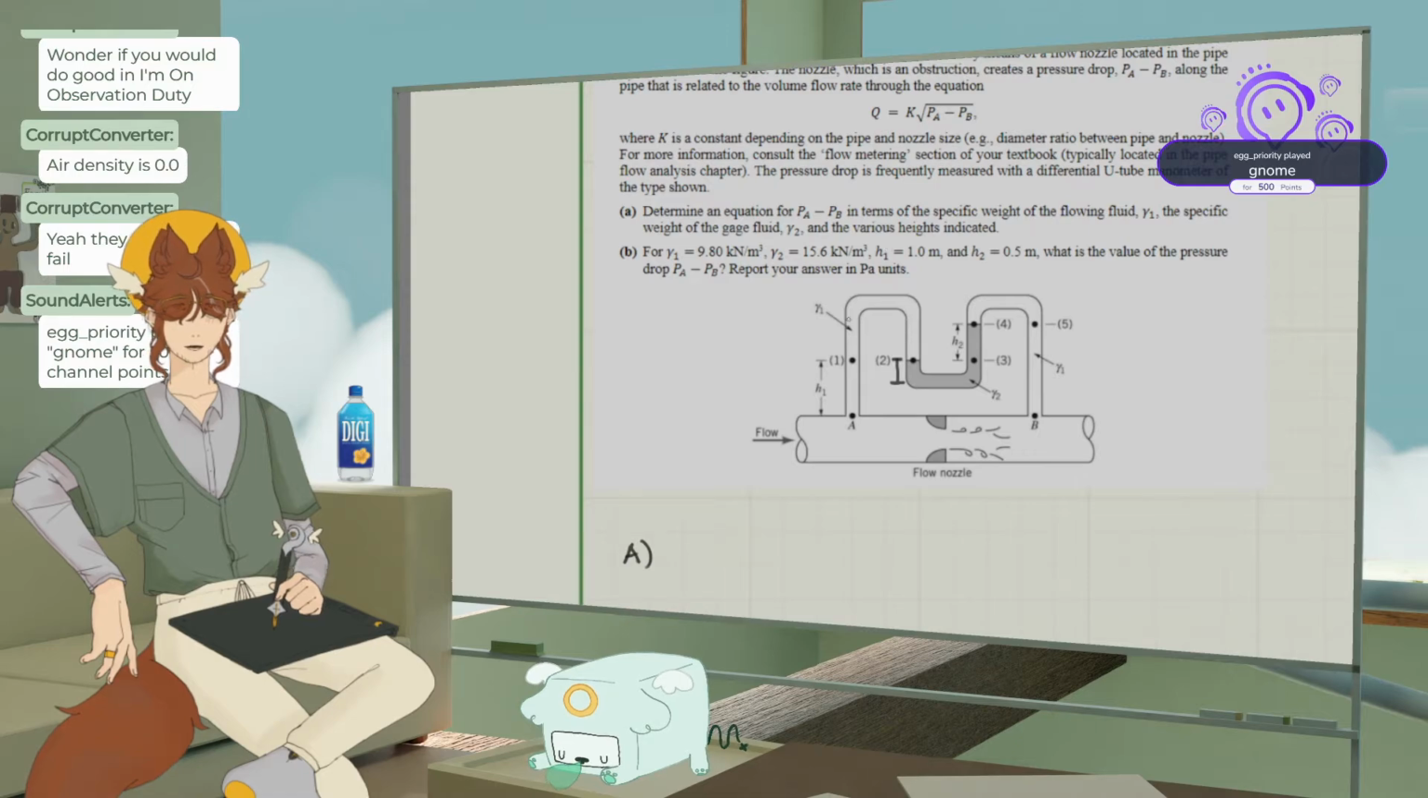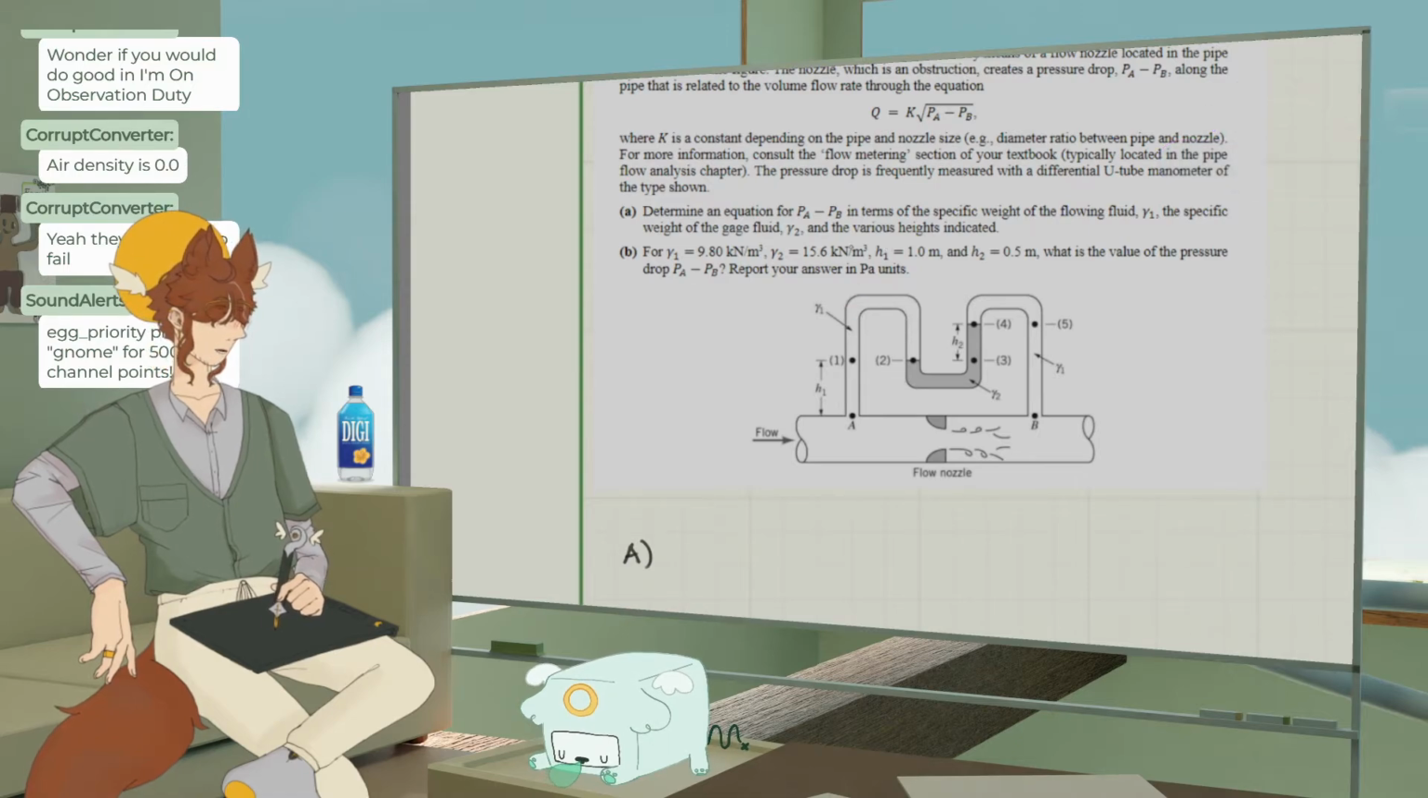Gnome! You gnomed me. Hi, Egg. How's it going? Hope you're doing well.